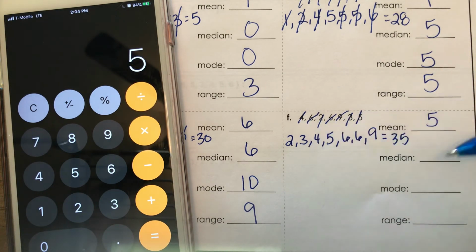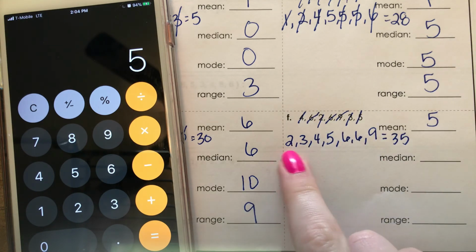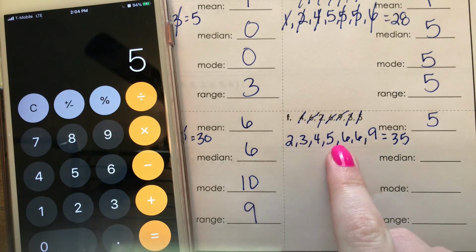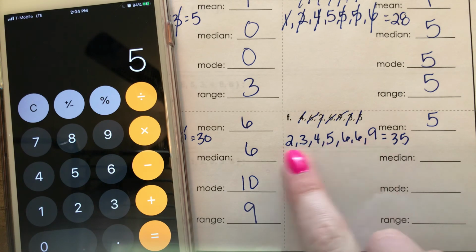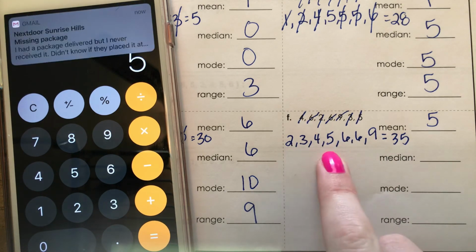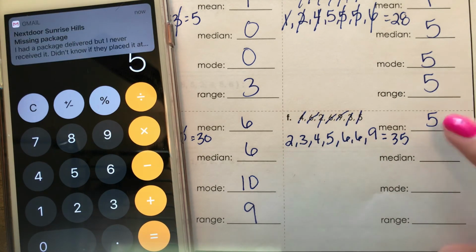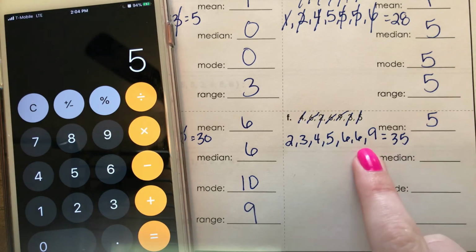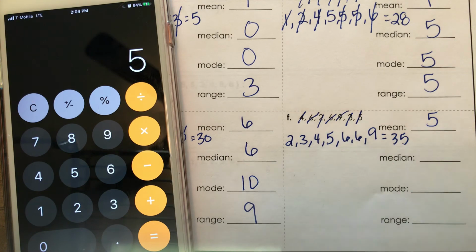So again, if those were quiz scores, 20%, 30, 40, 50, 60, 60, 90, since most of these scores are failing scores, that's why if this were your grade, it wouldn't be very good because you only have one really good score.